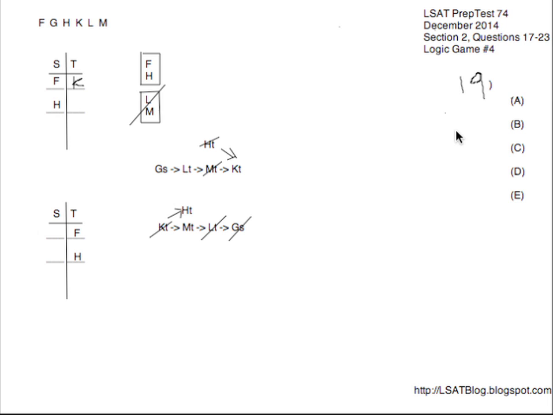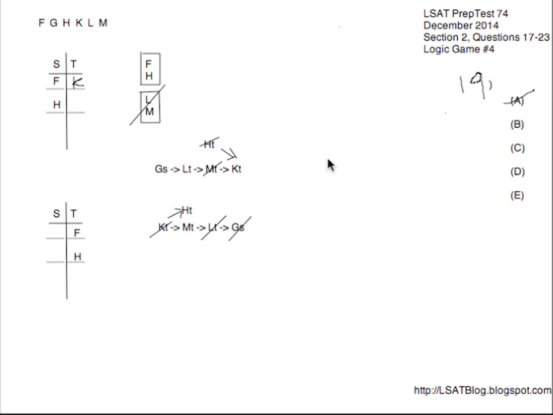Next, number 19. General could-be-true question about S. We'll just run through the choices. Looking at A, could that work? Well, let's use our knowledge that GS leads to things. GS requires LT, which requires KT, but we've got K on S here, so A is gone.